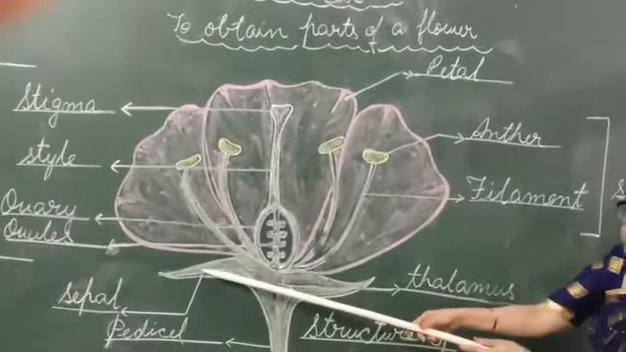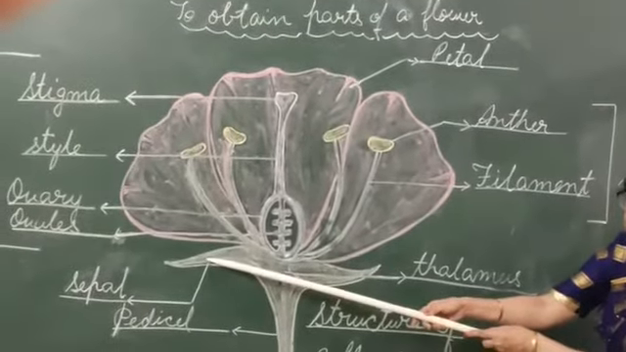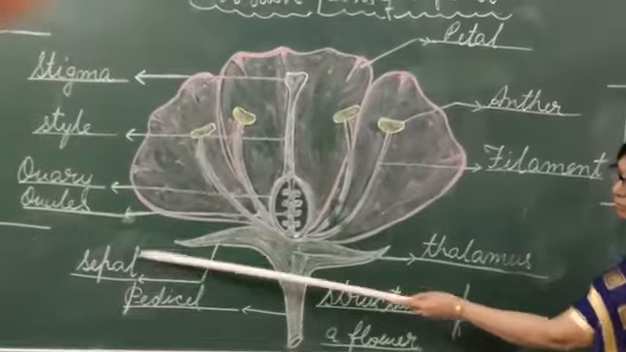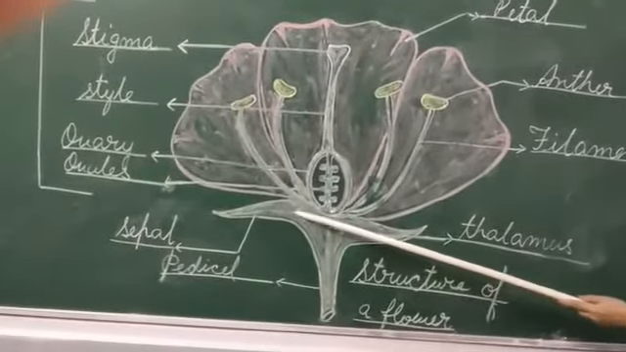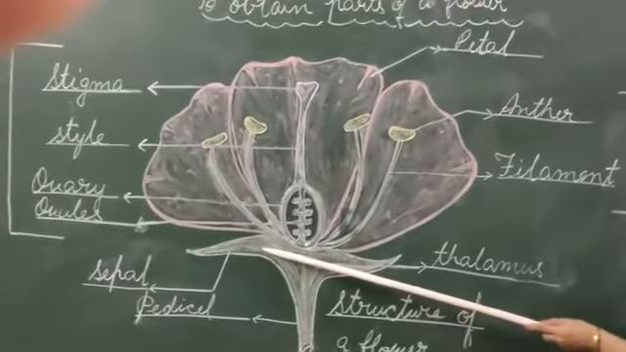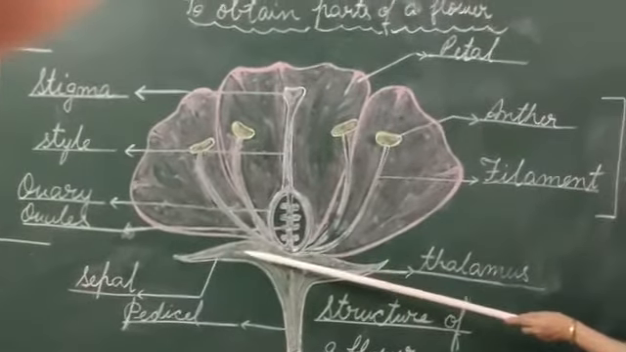This is the part that is known as the calyx and its unit is known as the sepal. It is a leaf-like structure. Here you can see, students, that it is just looking like a leaf. And it is the outermost whorl of the flower.